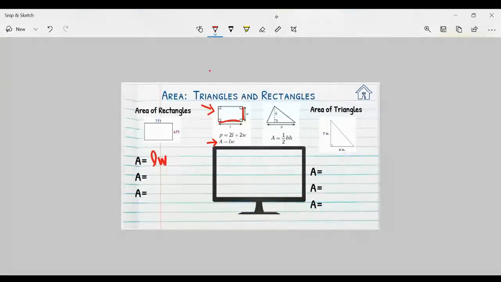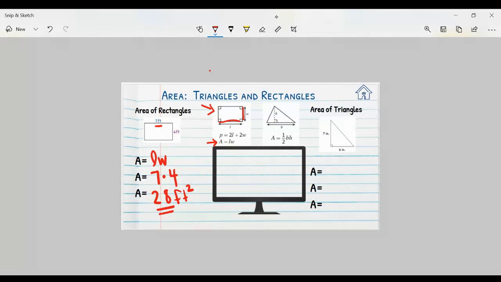Now I'm going to go ahead and do what I call plug and chug. So our length here is 7, and we are multiplying, and our width is 4. And 7 times 4 is 28. And I do want to make sure I attach my units. In this case, it says feet. And because it's area, we're going to square that because we want to know how many squares it would take to complete this rectangle, and it would be 28.